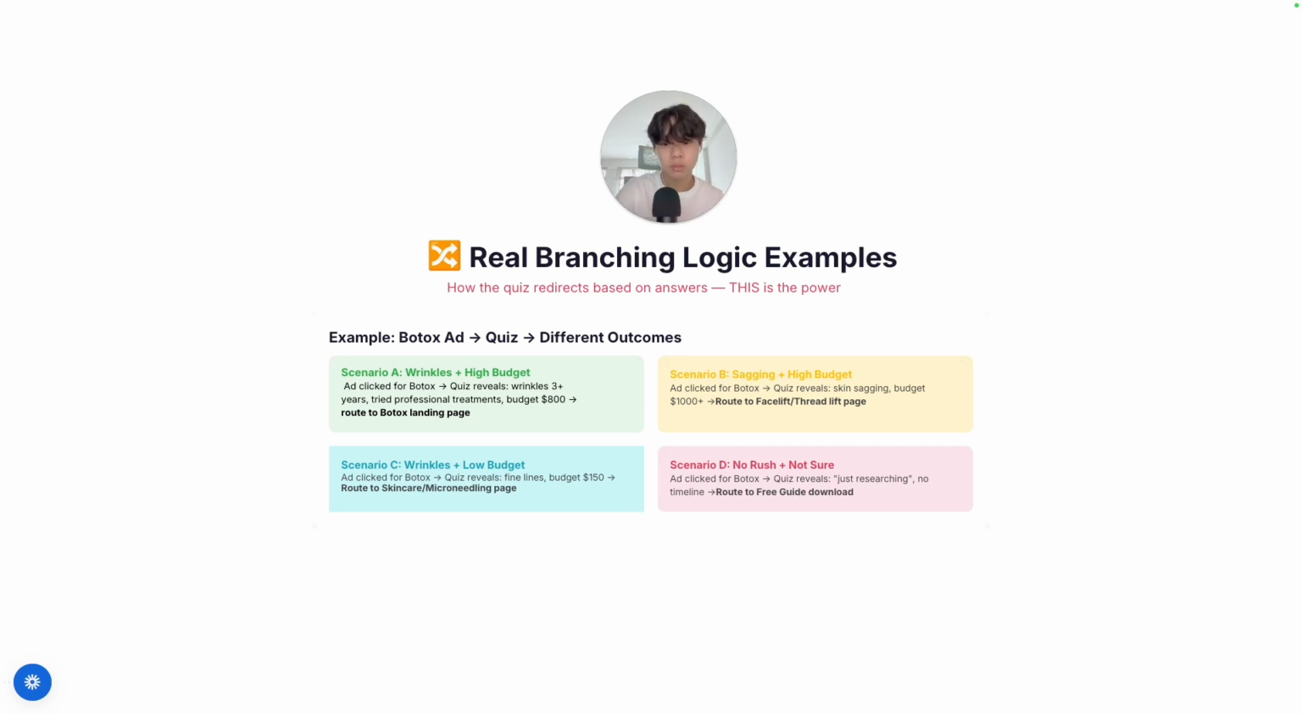Okay. So for scenario 3, same thing. They click on the ad, and the quiz reveals that they have fine lines. They have a budget of $150. We can route them to a skincare or a micro needling page.